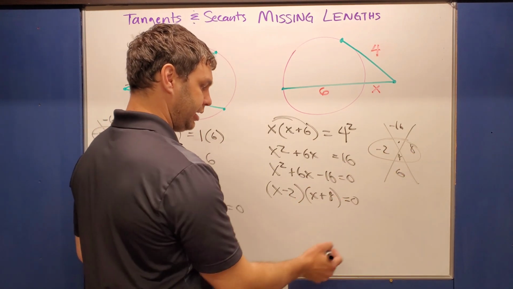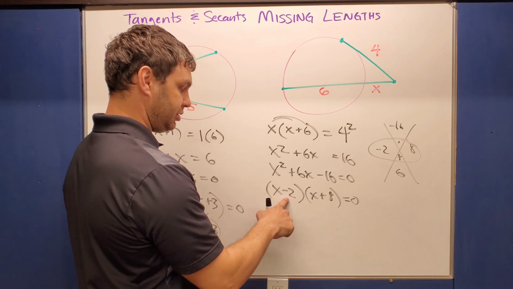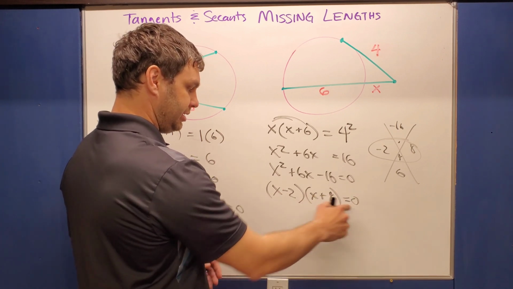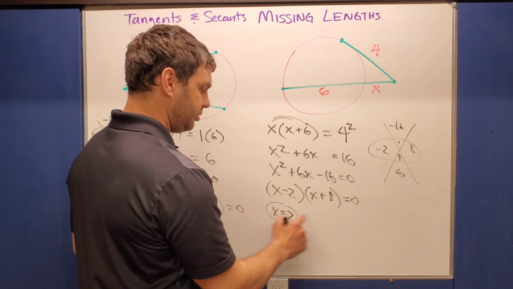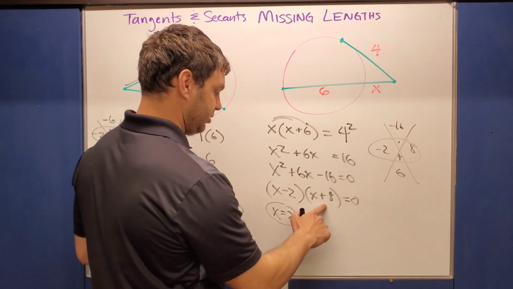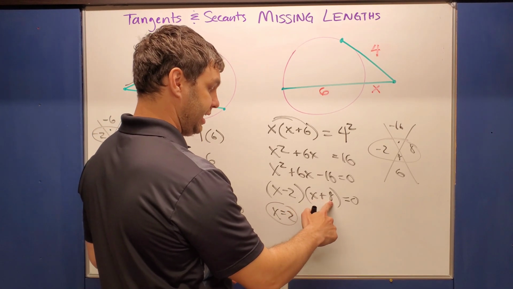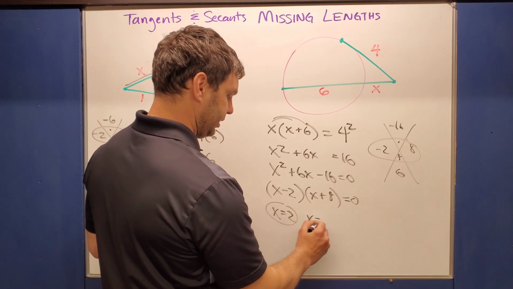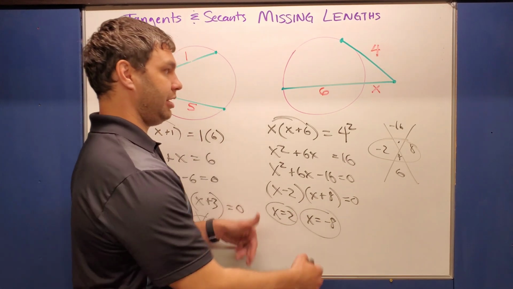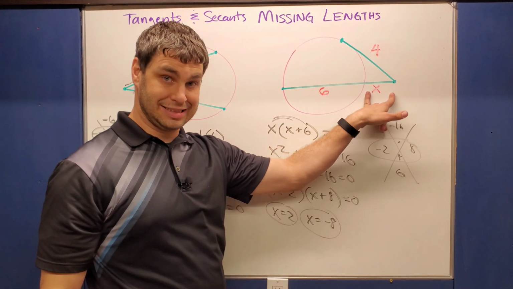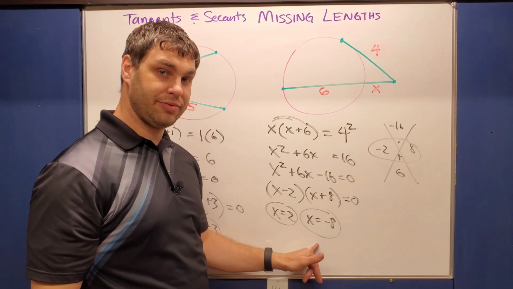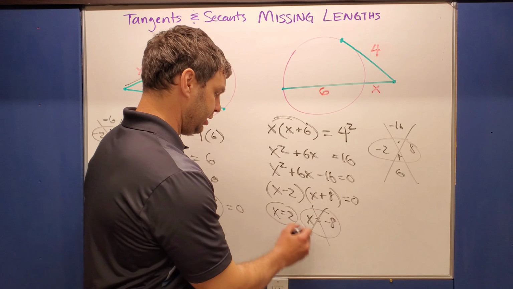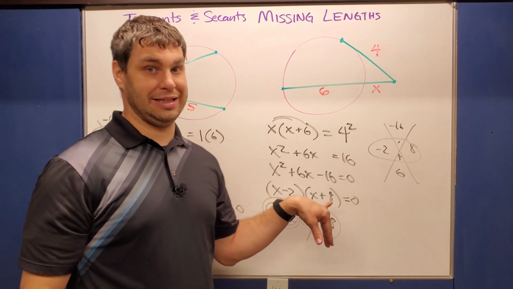Set those equal to 0. And here, x minus 2. Well, what minus 2 is going to be 0? x has to be a positive 2. In this one, x has to be a negative 8 in order for negative 8 plus 8 to equal 0. So x equals negative 8. All right, again, if I look at my problem, since this is a distance for x, x cannot be the negative 8. It has to just be the 2. So again, the 2 is what works. The negative 8 does not.